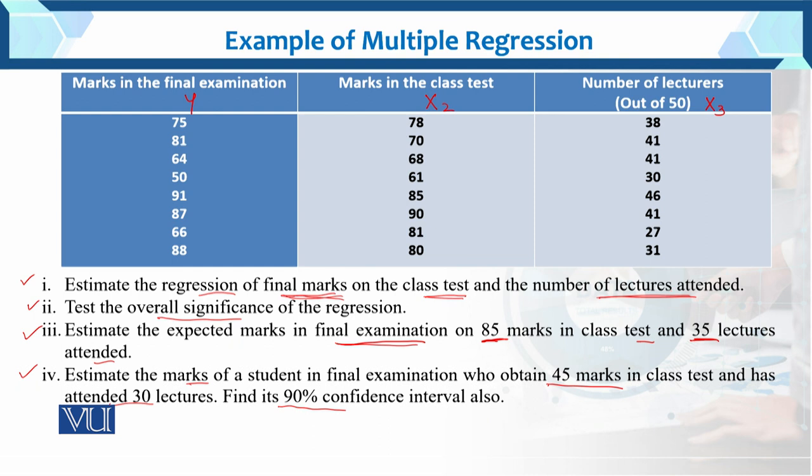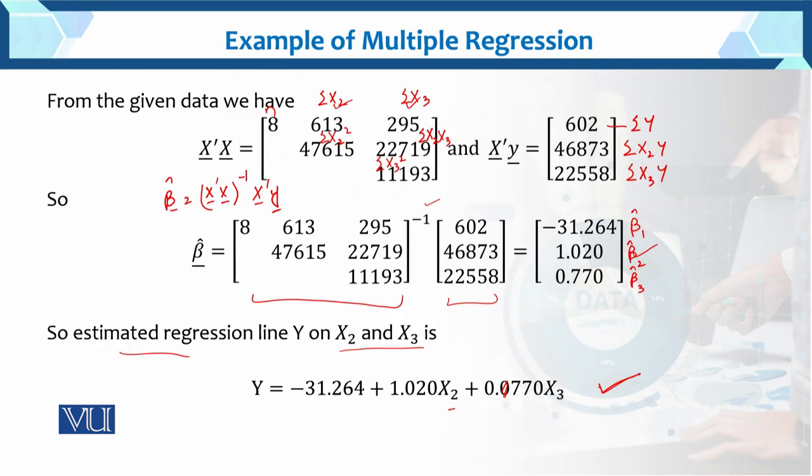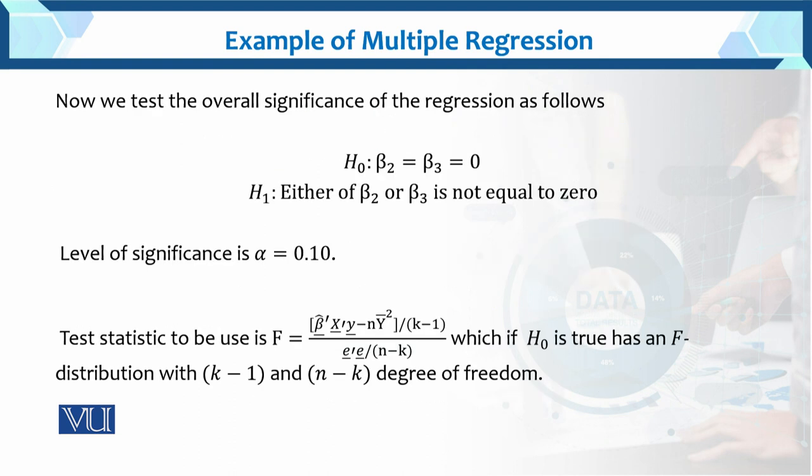So first part humne iska solve kar liya aur hamare paas regression line develop ho gayi. So the next step, second part, is to test the overall significance of the regression. Overall significance of the regression ke liye aapko pata hai humne uska inference draw karna hai. Inference ke liye we have the six steps.